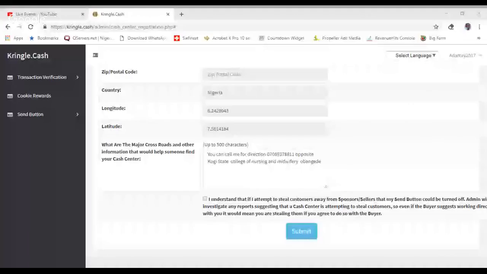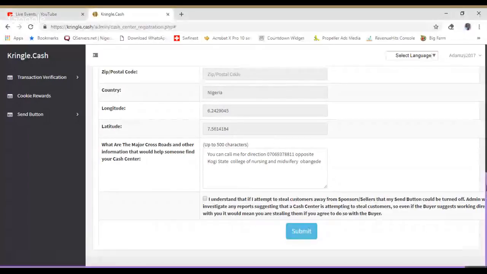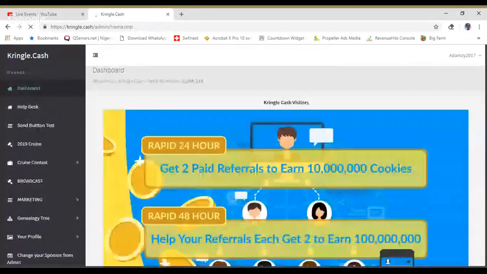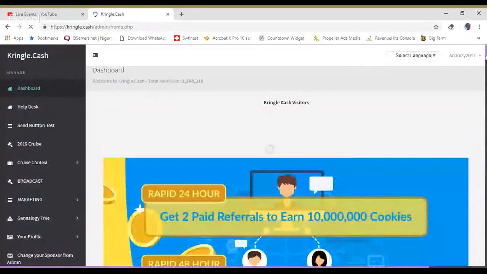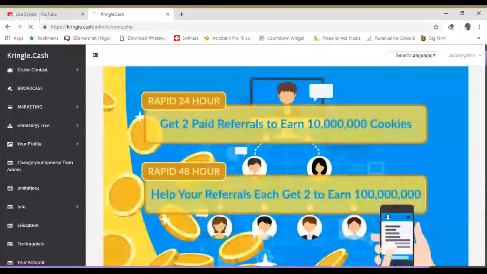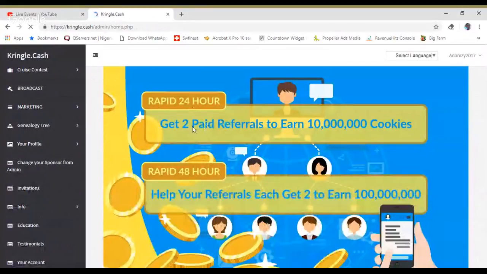When you are at your account, click on dashboard. When you are at the dashboard, you can see the latest information. Any latest information will always be at the top. Now here is the referral program, the hot kick. You can see a rapid referral: get 2 paid referrals to earn 10 million cookies. You can see rapid 48 hours referrals. You get 100,000 million cookies.